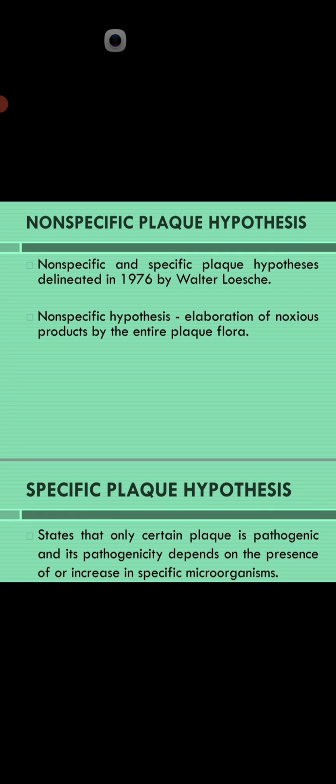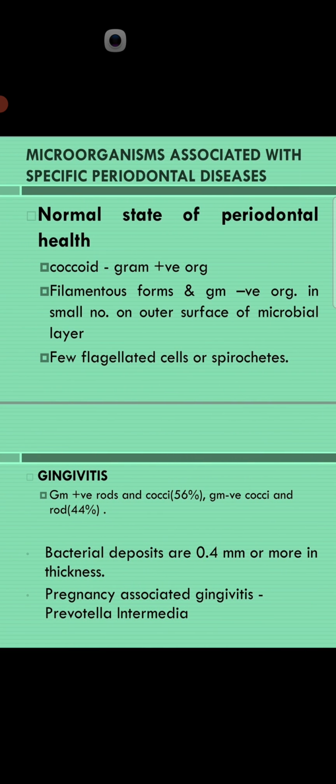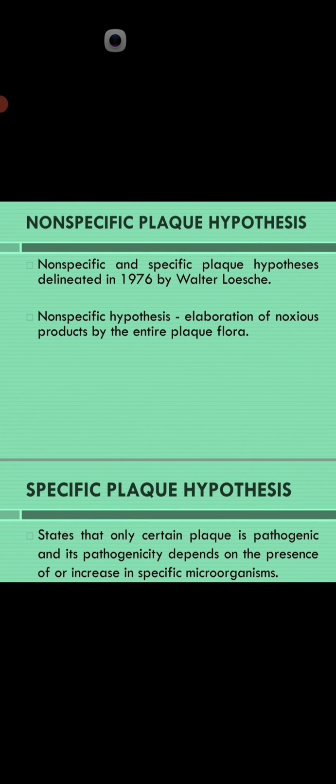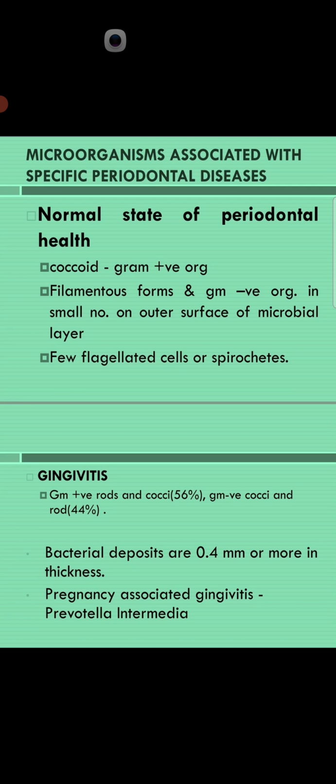The non-specific and specific plaque hypotheses were delineated in 1976 by Walter Loesche. The non-specific hypothesis says there is elaboration of noxious products by the entire plaque flora. I mean the entire plaque flora produces noxious products which are responsible for disease. But the specific plaque hypothesis states that only certain plaque is pathogenic, and its pathogenicity depends upon the presence or increase in specific microorganisms. Means there is a specific microorganism responsible for a specific condition. Now the microorganisms associated with specific periodontal diseases.